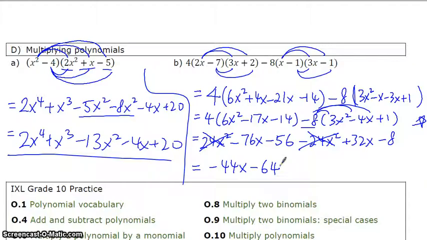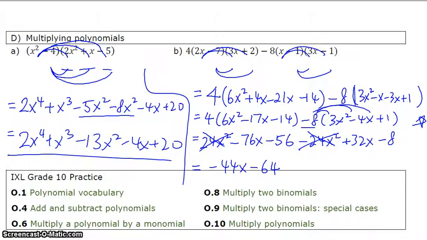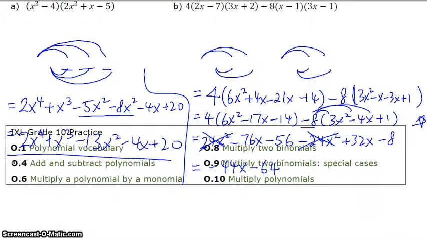Just do it carefully, follow the steps. When you do the IXL homework, you probably need a pen and paper in front of you to do your work, and then you can write the answer in the computer. Okay, enjoy it, have fun, and I'll see you next week.